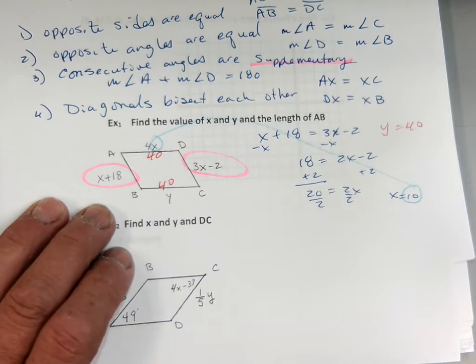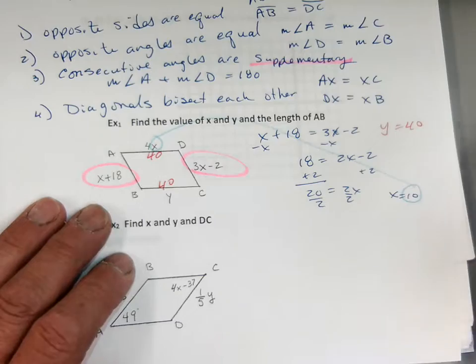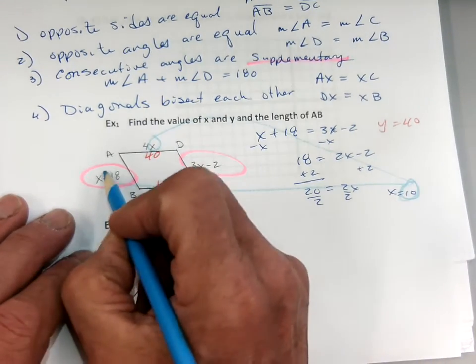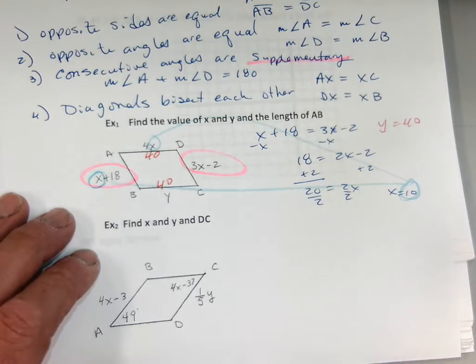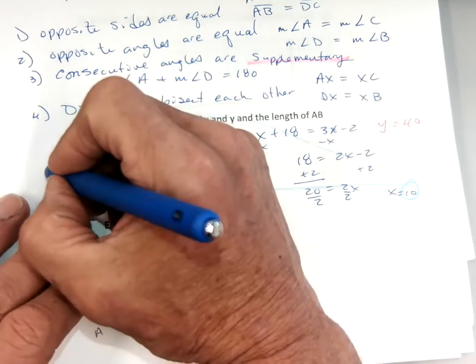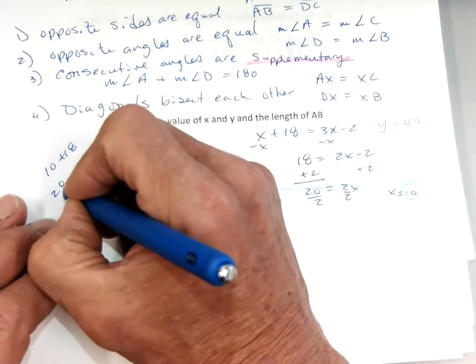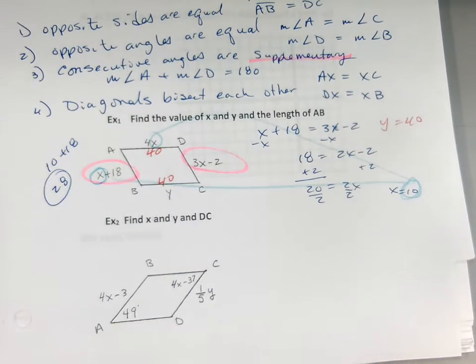We also want to know the value of AB. Well, okay, again, I'm going to take my 10 and plug my 10 right into there. So I'll go 10 plus 18 is 28. So the length of AB is 28.